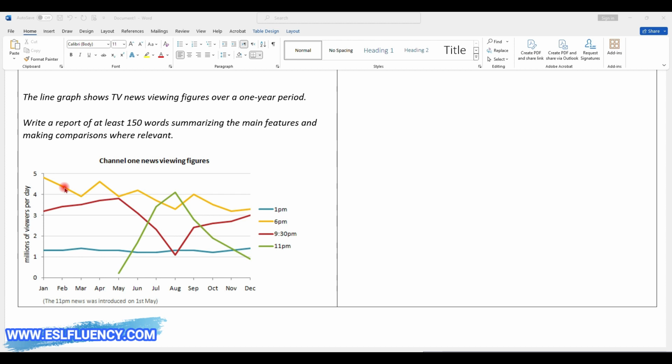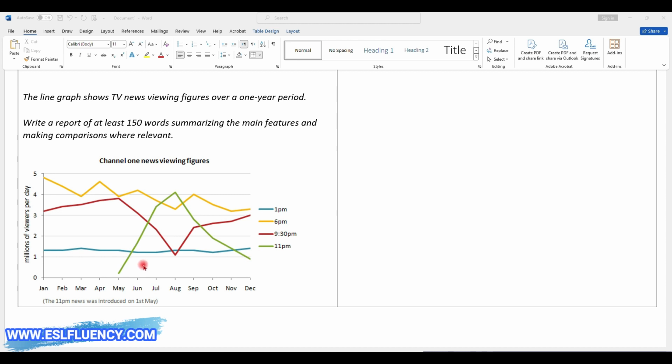Alright, the yellow one was almost always at the top, even though it went into a downward fluctuation. Fluctuation means going up and down in an unpredictable way several times. And since the overall trend headed downward, you can use downward fluctuation here. The blue line, on the other hand, had the opposite trend. It was the least viewed time almost all the year without any significant changes. Yes, I can use this contrasting point.